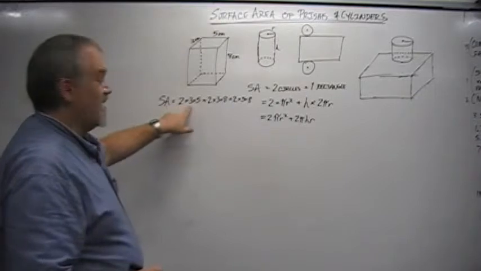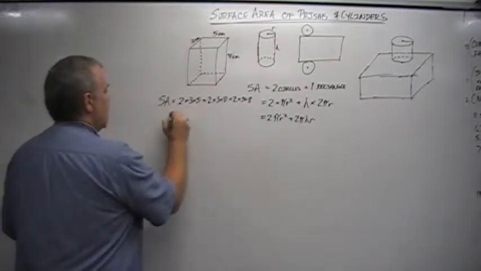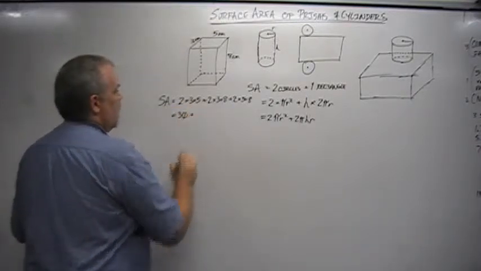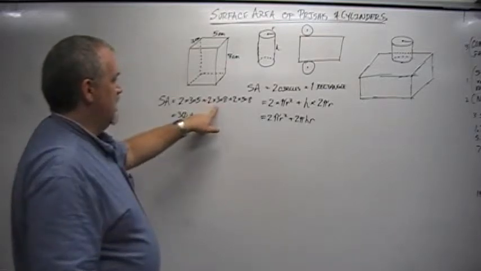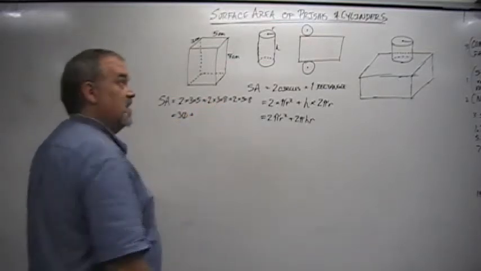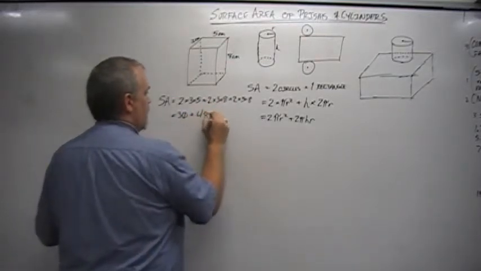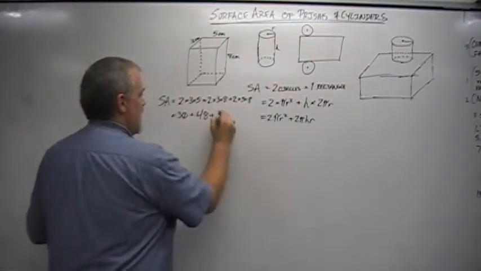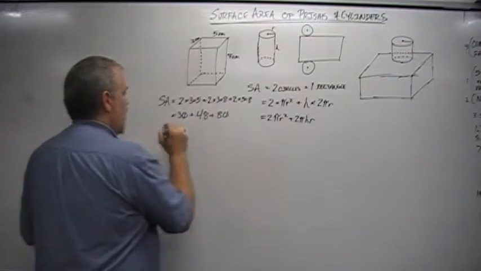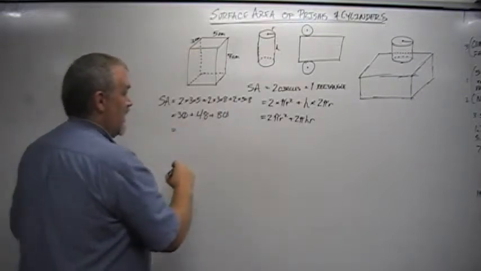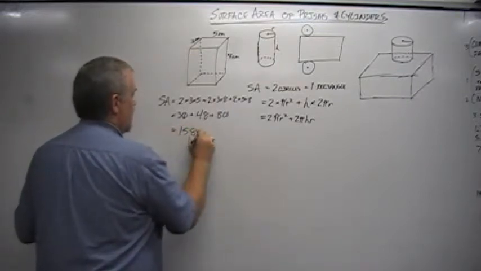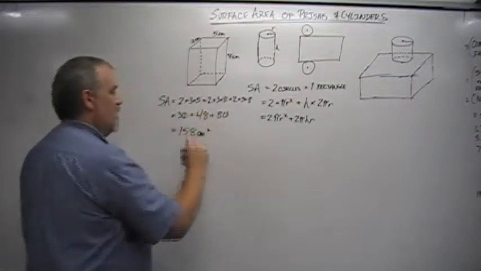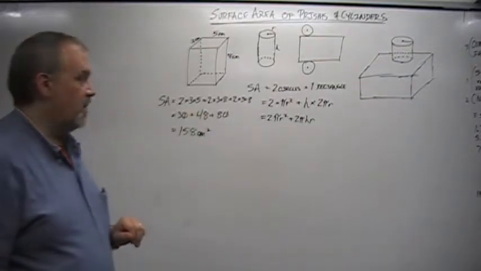So 2 times 3 is 6, times 5 is 30, plus 2 times 3 is 6, times 8 is 48, plus 2 times 5 is 10, times 8 is 80. And when we add those together, we get 158 centimeters squared. And that's how we do that.